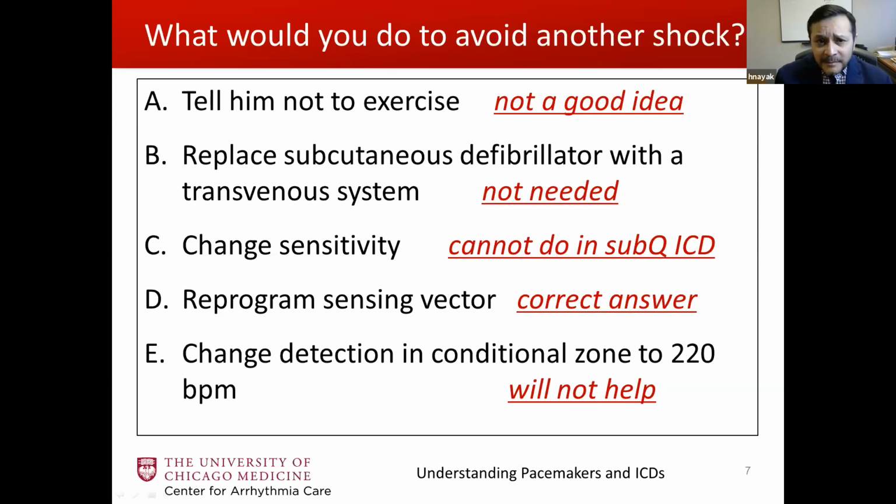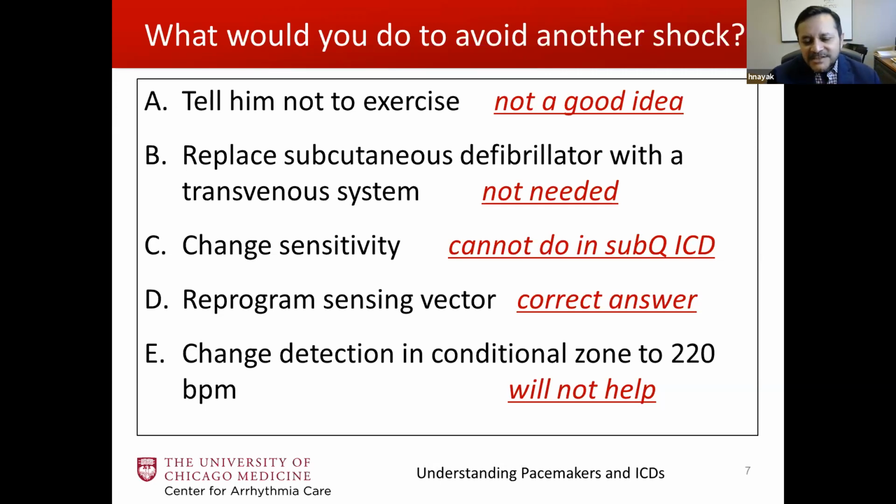Well, we don't want him not to exercise, not a good idea. We encourage our patients with heart failure and cardiovascular disease to exercise. So that's not a good idea, and it makes no sense, right? We want him to exercise. We don't need to replace the subcutaneous defibrillator with a transvenous system. It's not necessary because there are other things that we can do. And given the fact that he has kidney disease, we believe that patients with kidney disease do better with subcutaneous devices than transvenous devices.